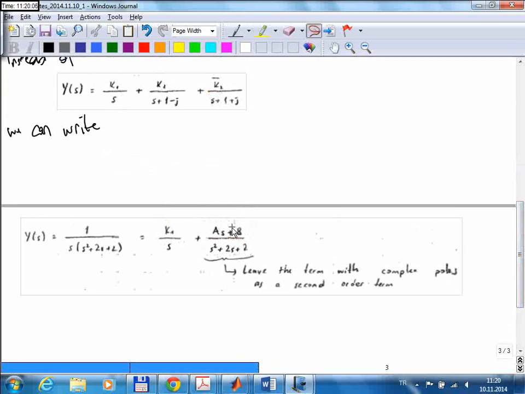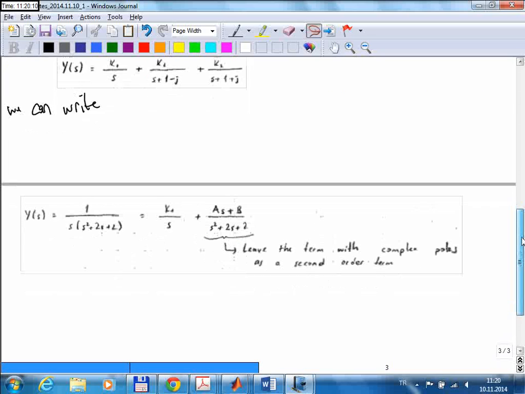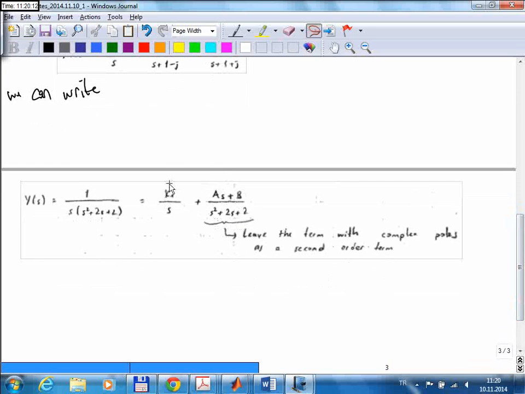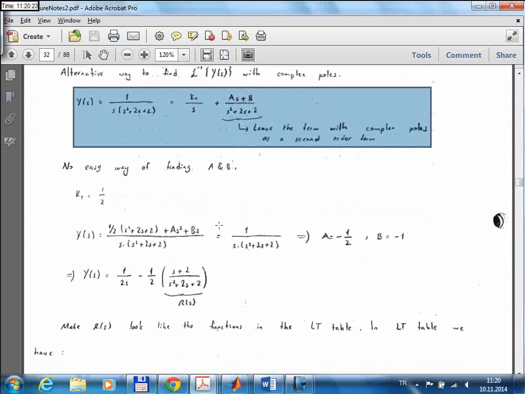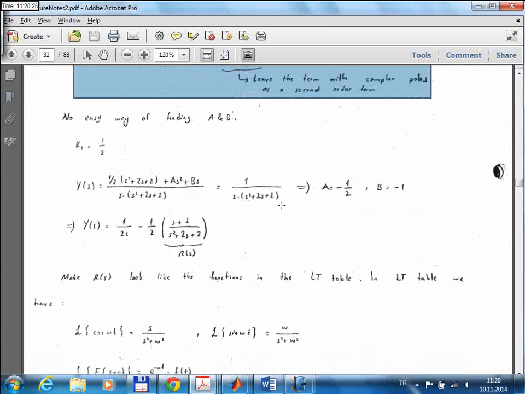The bad thing here is that there's no simple formula, as far as I know, for calculating these A and B numbers. For these, there's a formula, and you can calculate residues very easily using that formula. But in this case, you need to find them manually. And for this example, you can see how it is done here.